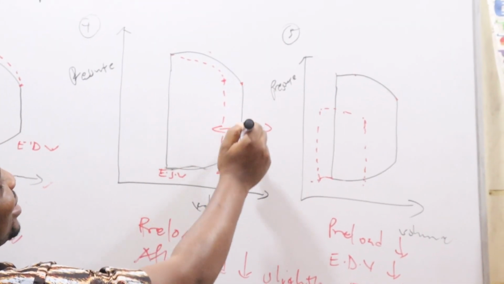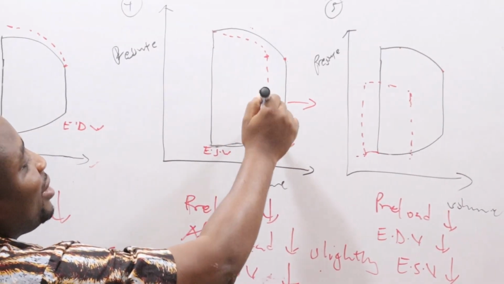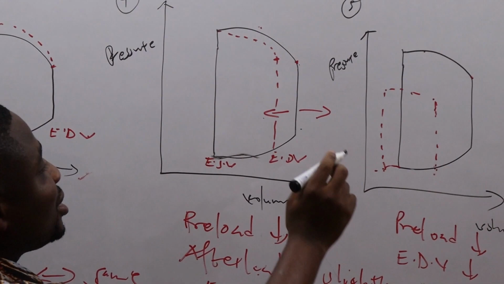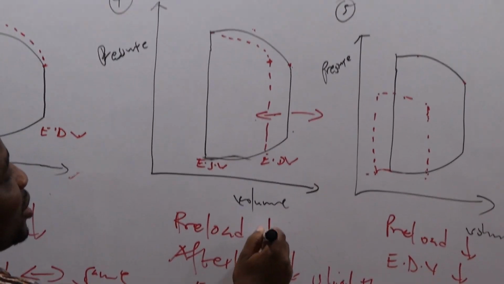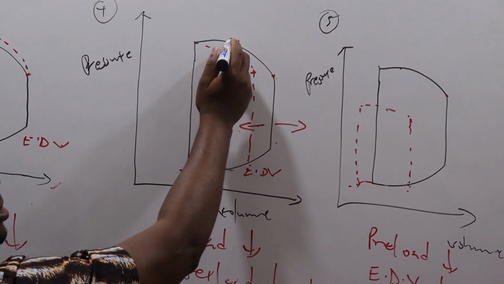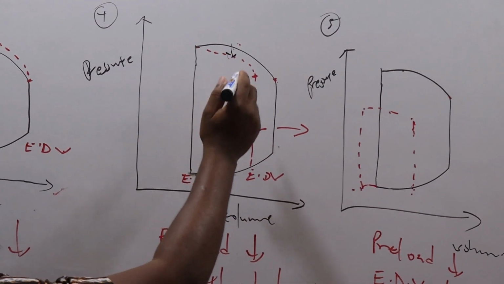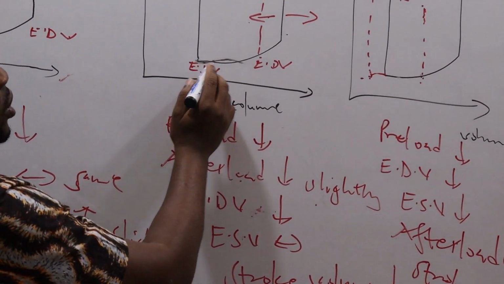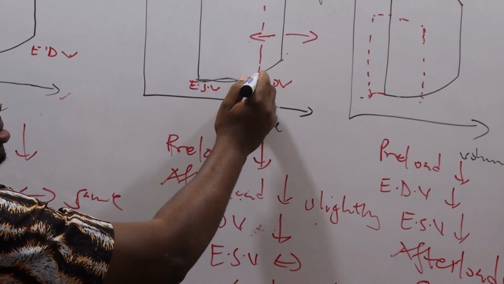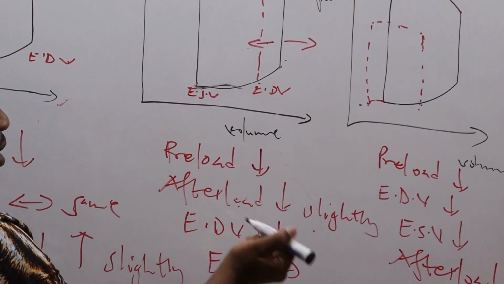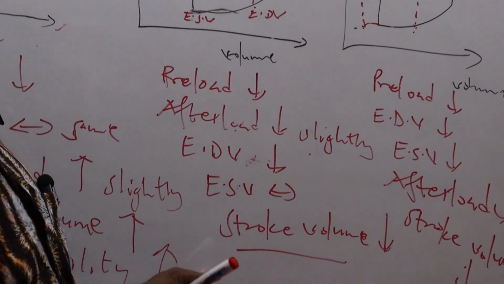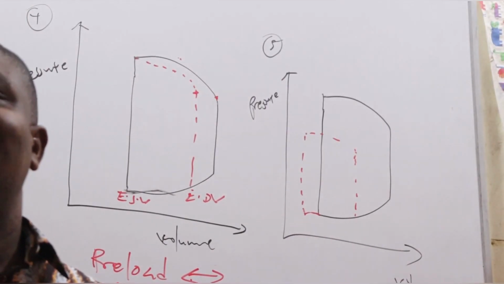Once we are having this line shifting to the left, it means that the preload has decreased. If we were to shift to the right, it means it has what? Increased. So in this case, we say our preload is what? Decreasing. The afterload has seen a slight decrease. So the afterload is what? Slightly decreased. The end diastolic volume has shifted to the left, meaning that it's what? Decreased. The end systolic volume is still the same, meaning our stroke volume is what? Reduced.